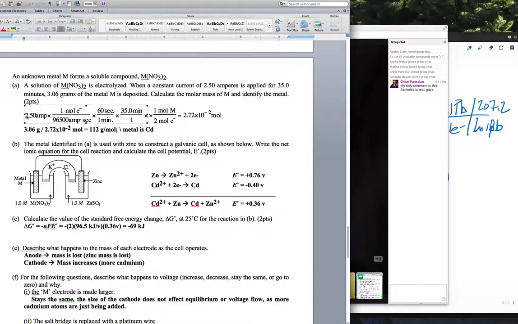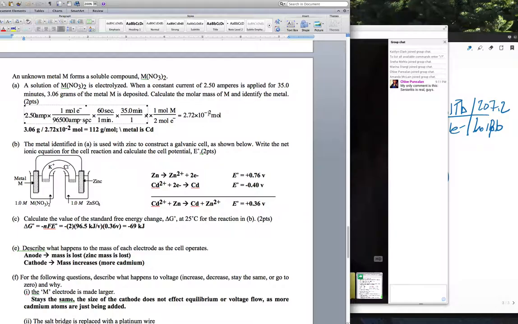So we started off with the amps again, 2.5 amps, times 35 minutes. So it was times 60, 35 times 60 on top. We divided it by the 96,500. And then it doesn't show the part where you have to go through Faradays, but basically you have one Faraday on bottom, 1 mole of electrons. You have 2 moles of electrons for every 1 mole of the metal. And that gave you the number of moles of the metal. Once you have grams and once you have moles, you can divide grams divided by moles to give you the molar mass.